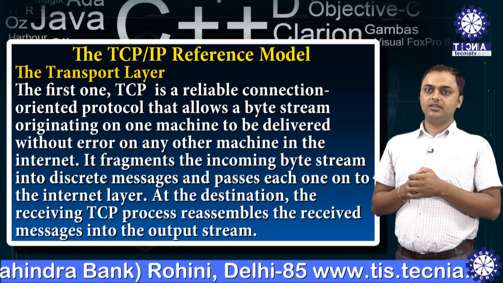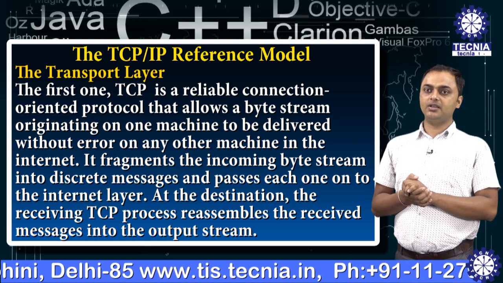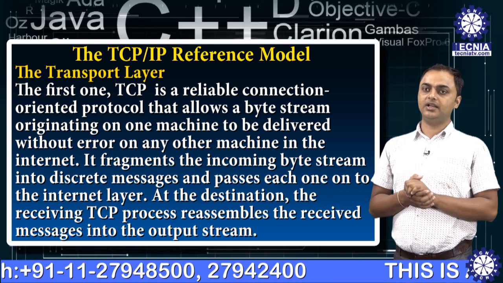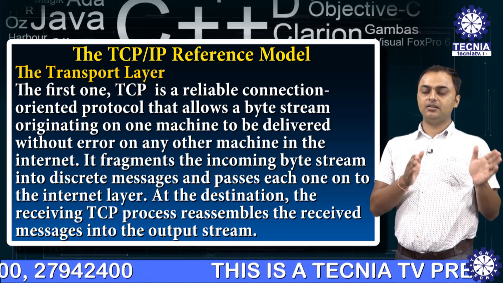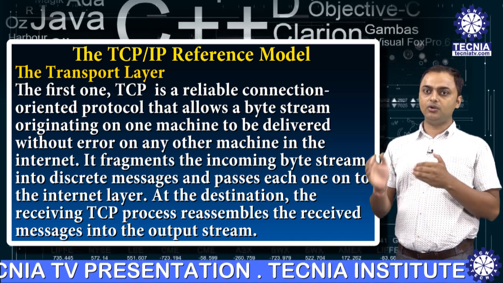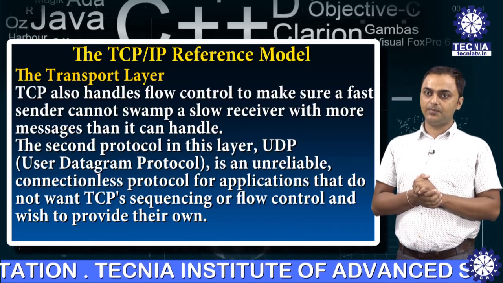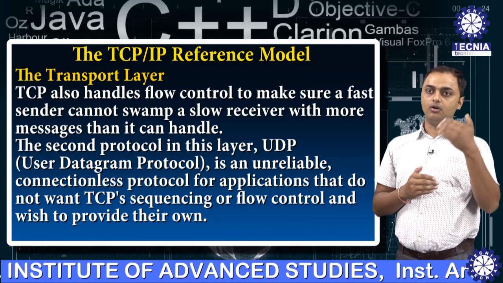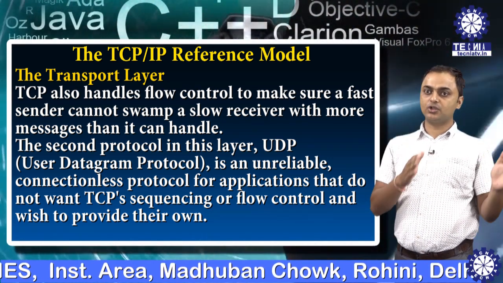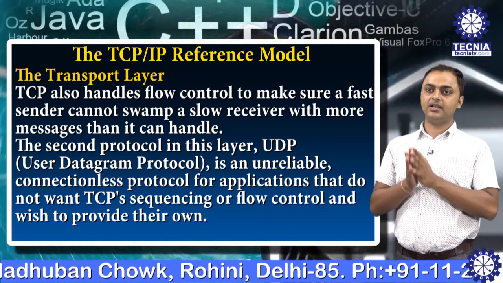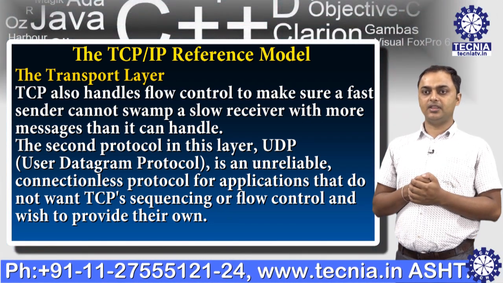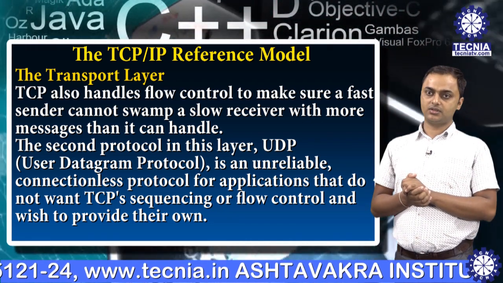It fragments the incoming byte stream into discrete messages and passes each one onto the internet layer. At the destination, the receiving TCP process reassembles the received messages into the output stream. TCP also handles flow control to make sure a fast sender cannot swamp a slow receiver with more messages than it can handle.